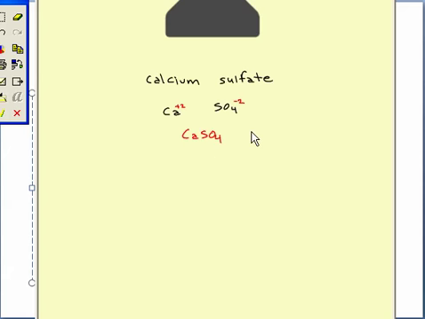However, if you did it the other way, which is bringing down the subscripts, you would have put the parentheses around the sulfate because there were two of them. However, we always want to check to see if our two subscripts can be reducible, and they can be. 2 and 2 have a common factor of 2. So, once we divide out our 2, we end up with 1 calcium and 1 sulfate.